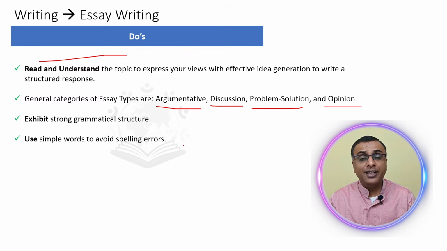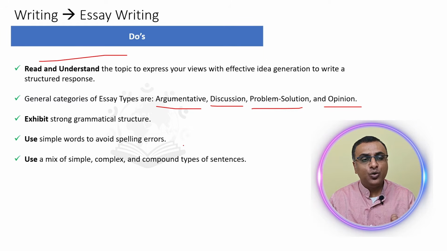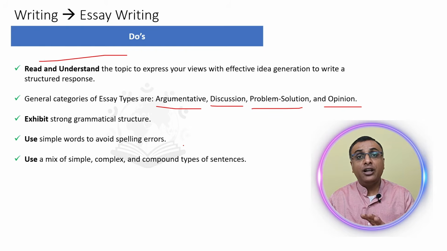Moving ahead, you need to use simple words to avoid spelling errors. If you use complex words or jargons, you may end up conveying a different meaning or make spelling errors while writing down that word. So never make this mistake. Next, use a mix of simple, complex and compound types of sentences. If you use these types of sentences, then PTE will award you the maximum amount of marks.